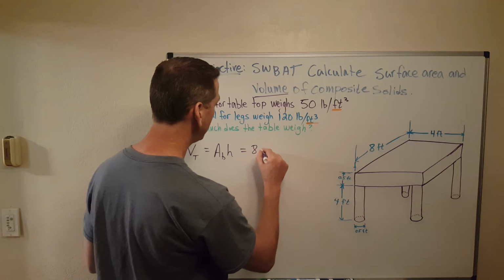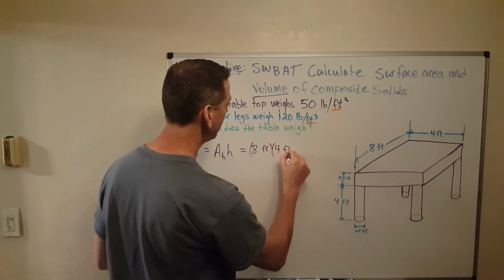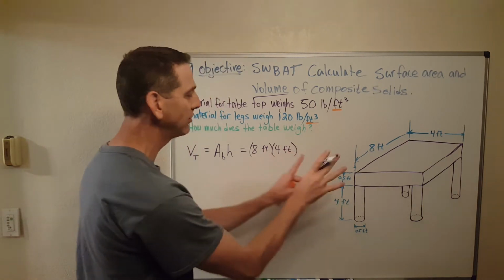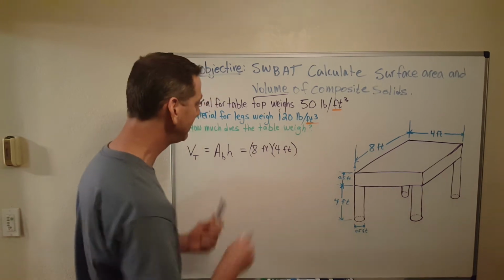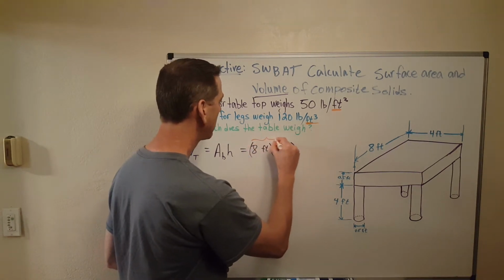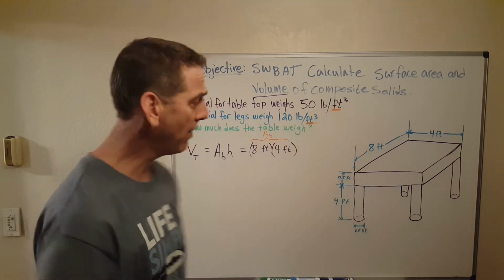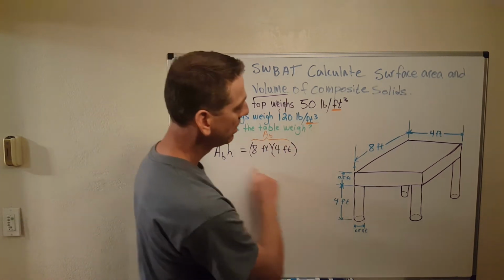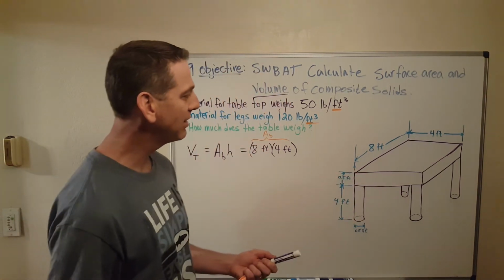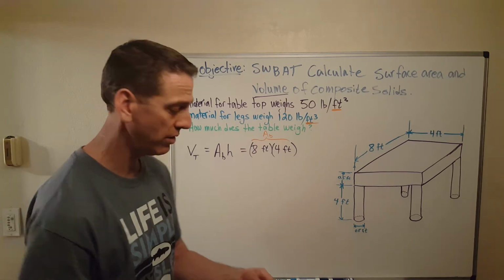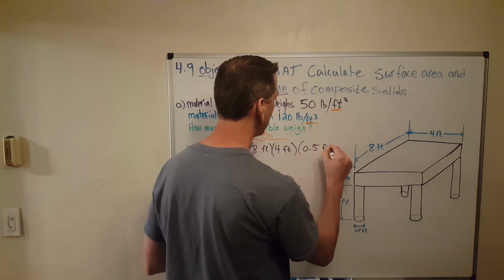So I've got 8 feet by 4 feet. I'm just going to include the units here just so you can see what happens to them. That's the area of my base. Now I need the height. What's the height? Well, the height is just the thickness of this table. The height is 0.5, or a half a foot. So I'm going to write that down as a half a foot.